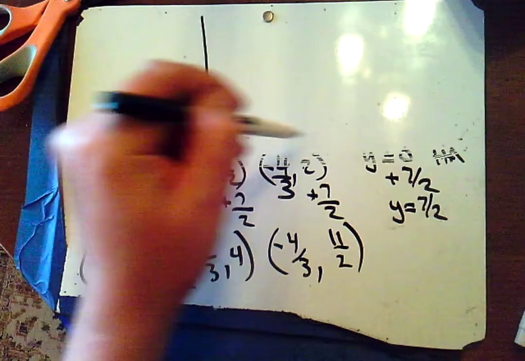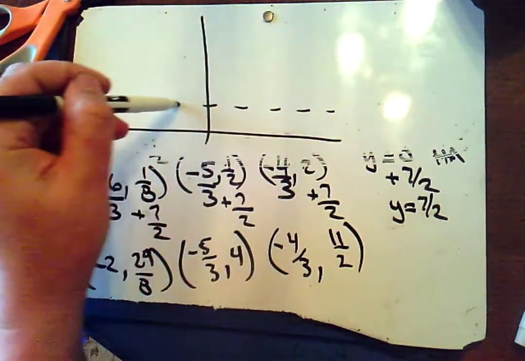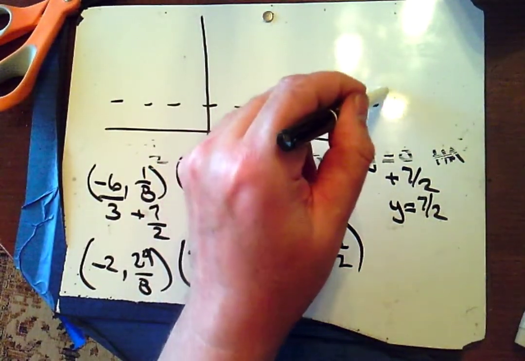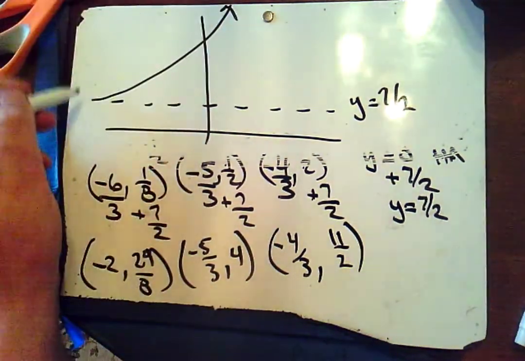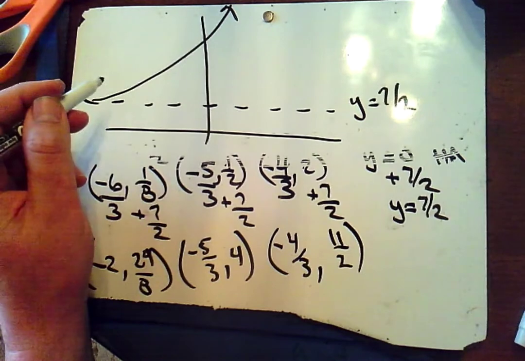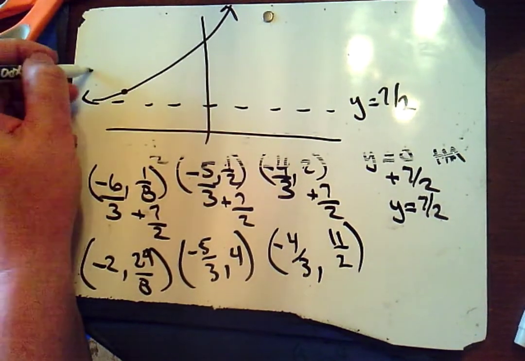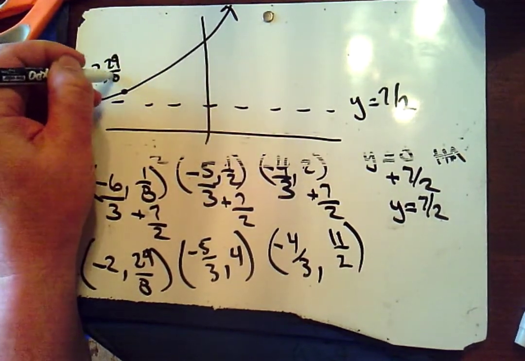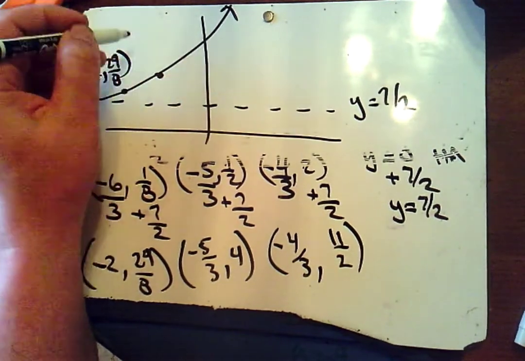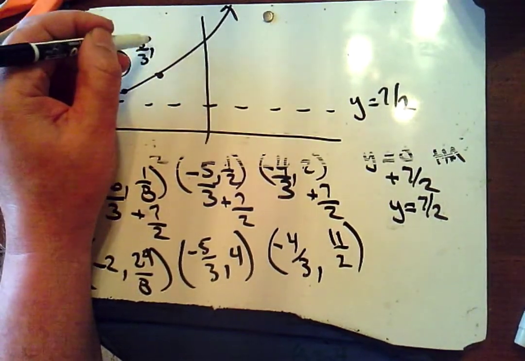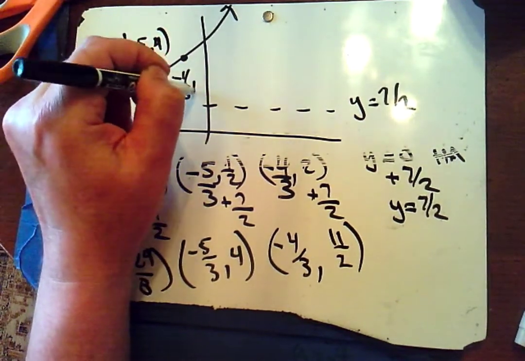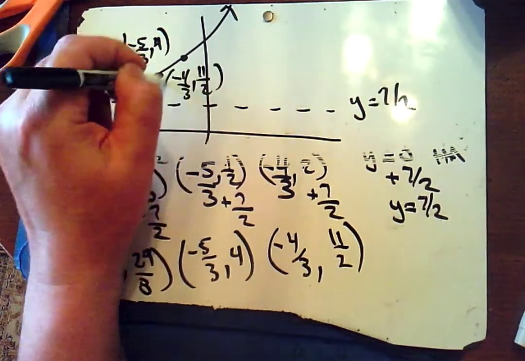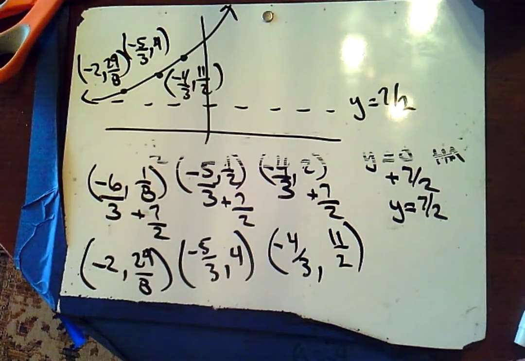Let's take a look at the graph of this. Here we have our horizontal asymptote, y equals 7 halves. And I've got swoosh, my exponential growth curve. This point over here, negative 2, 29/8. This point here, negative 5/3, 4. And this point over here, negative 4/3, 11 halves. And there's our graph. Any questions about that?